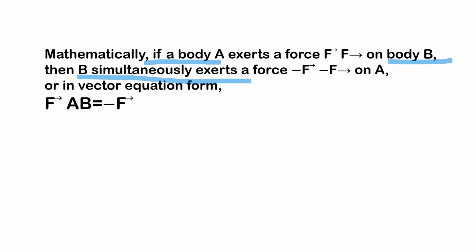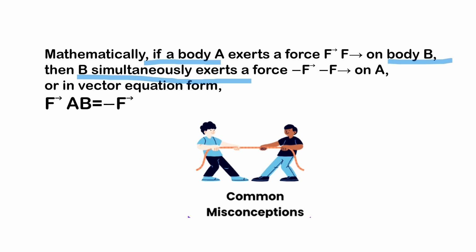The mathematical expression. If object A exerts a force FAB on object B, then object B exerts a force FBA on object A. Mathematically, this can be written as FAB equals negative FBA, where FAB is the force exerted by object A on object B, and FBA is the force exerted by object B on object A. And the negative sign indicates that the forces are in opposite directions.